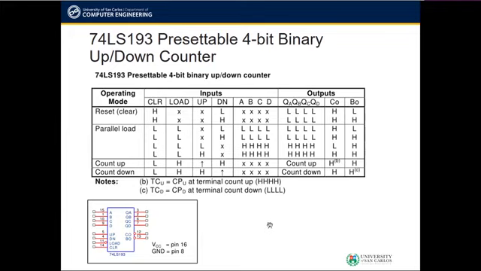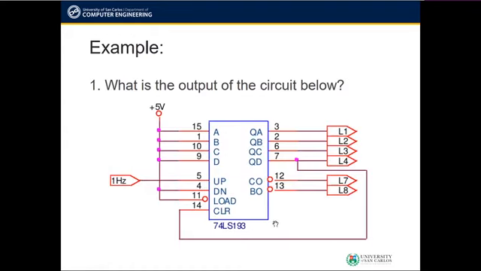Let's now try to solve some counterexample problems for the 74LS193. Here, let's try to analyze what the output counts of this counter will be. This counter will count from 0 to 7 and then back to 0, then repeats.